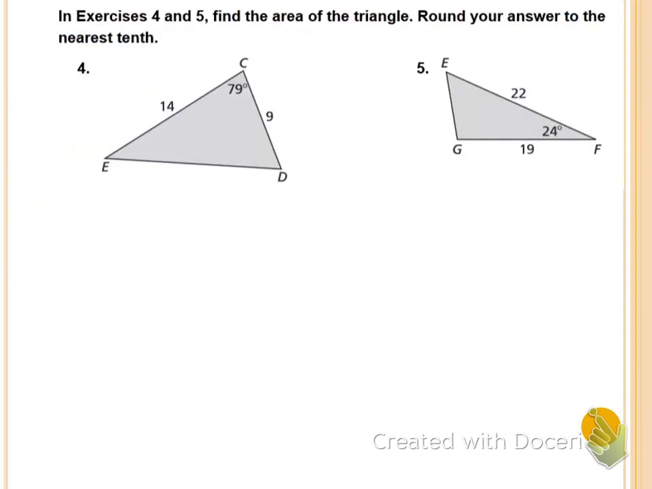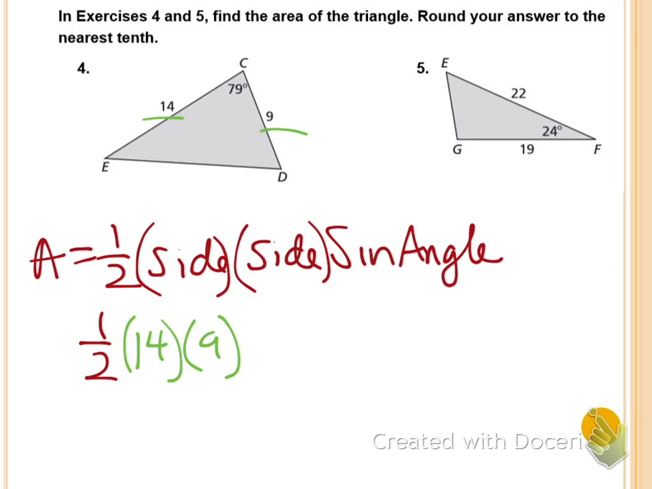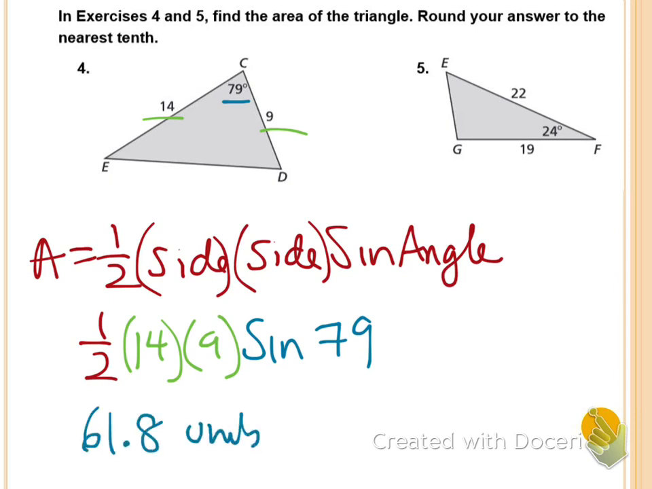All right, last thing we do is find the area. Remember, this formula is super simple. Area equals 1/2 times the side times the side times sine of an angle. So 1/2 times the sides, so that'd be 14 and 9, times sine of 79. Type it in exactly how you see it, and we get 61.8 units squared.